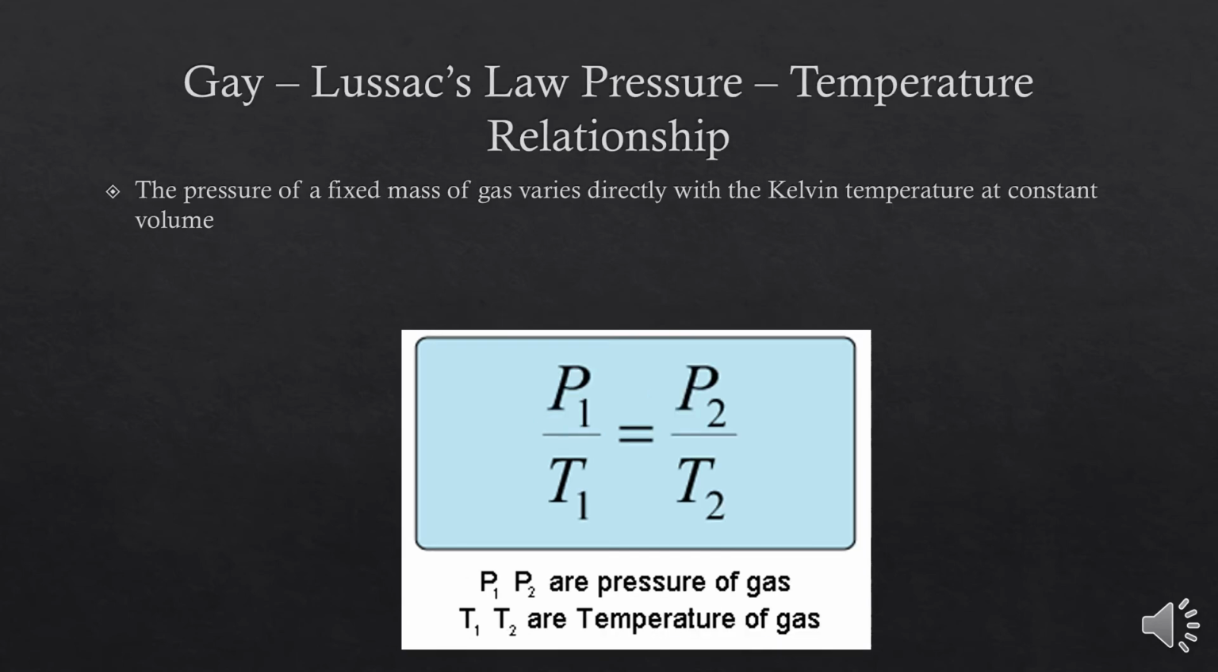Gay-Lussac's law for pressure. This is a pressure-temperature relationship. The pressure of a fixed mass of gas varies directly with the Kelvin temperature at a constant volume. So, where the last one was looking at volume, now we're looking at pressure. And pressure and temperature behave very similarly. If you increase the temperature, the pressure will also increase. These particles are moving faster.